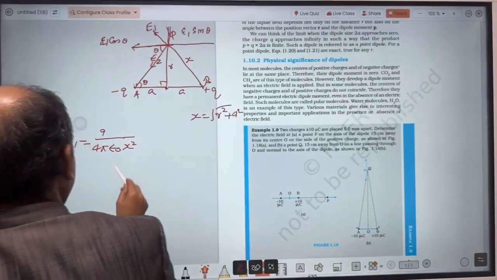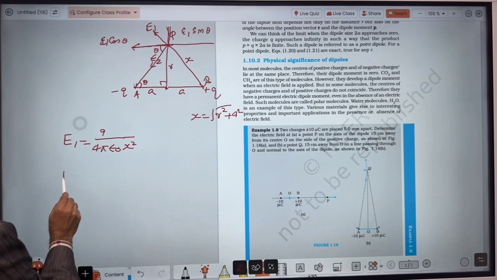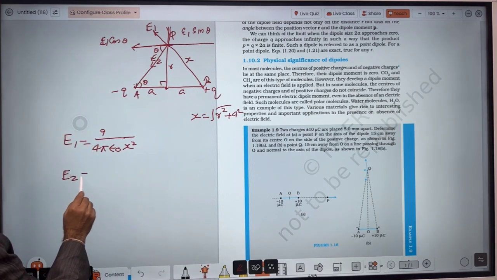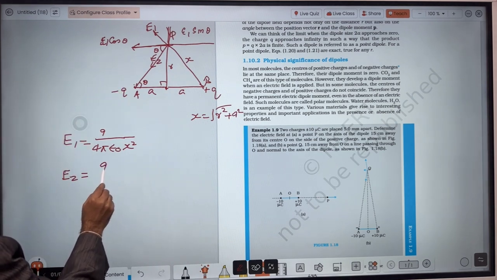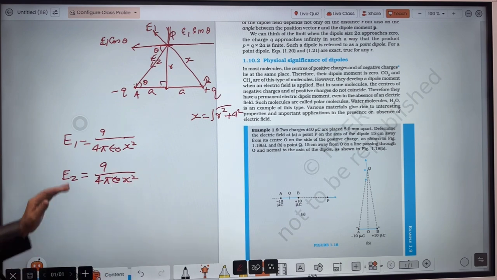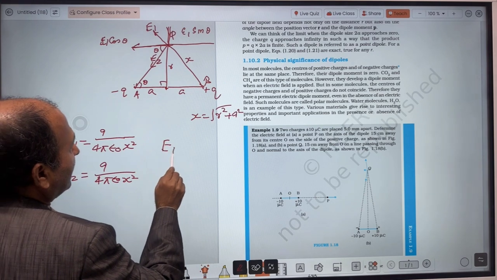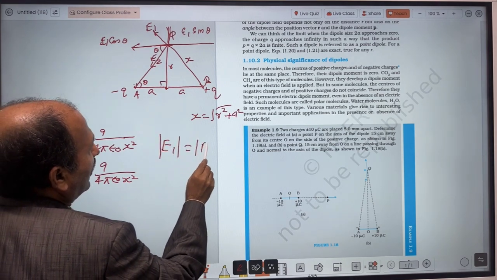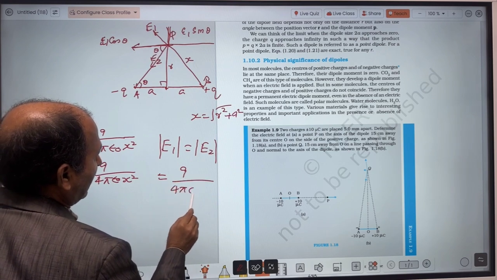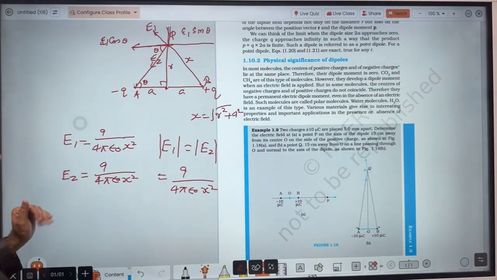Similarly, we can find E2, its direction is like this. Here I have written just the magnitude. So E2 is equal to q upon 4 pi epsilon naught x square. Again, its direction will be like this. So we can say the modulus of E1 is equal to the modulus of E2, which is equal to q upon 4 pi epsilon naught x square, where x square is r square plus a square.